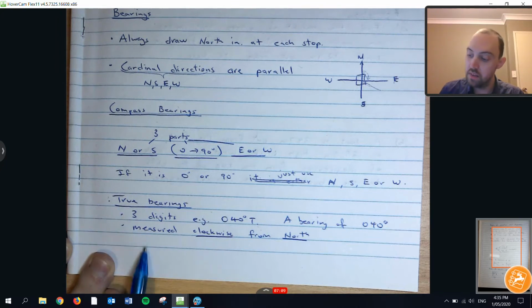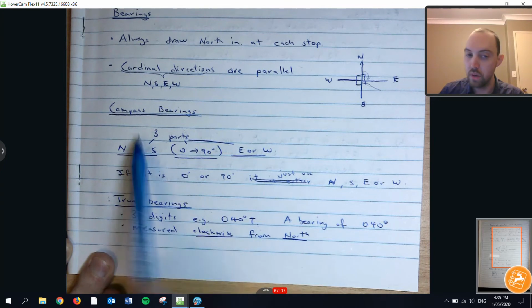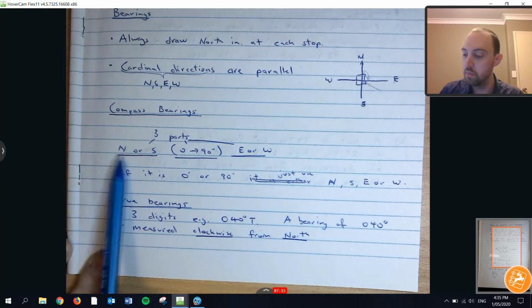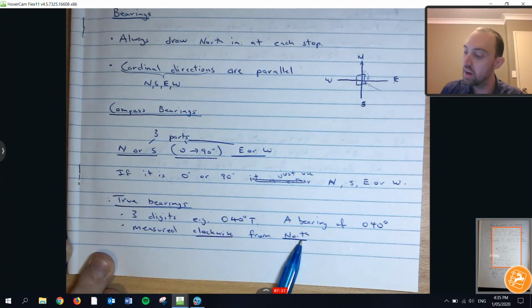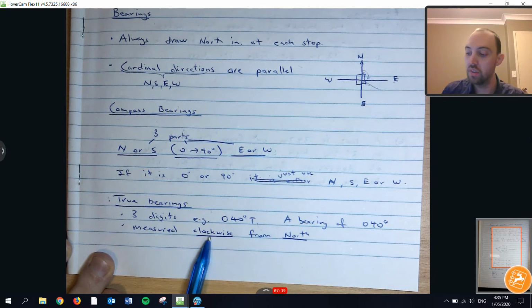Anyways, these bearings are a little bit different to our compass bearings, where you can start from north or south. These are always starting from north, and it is always going clockwise.